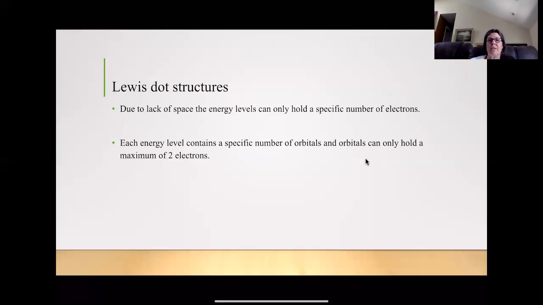We're going to talk about Lewis dot structures. Now, due to the lack of space, because we have our protons in the middle that have their buffer, their neutrons, but we also have the electrons on the outside. The electrons are trying to get organized so they can maximize the distance between them because they repel each other, but minimize the distance between them and the protons that they're attracted to. Because the first energy level is so small, so close to the nucleus, there's not a lot of space. So that first energy level, which can also be called a period, can only hold two electrons.